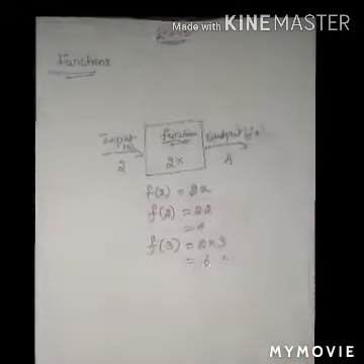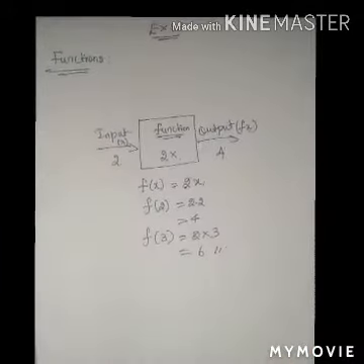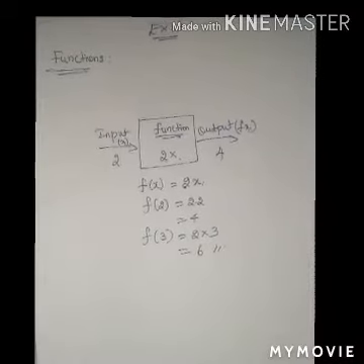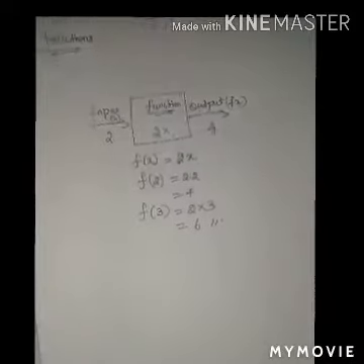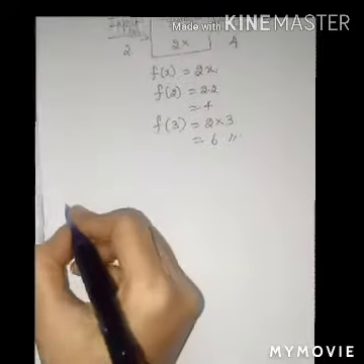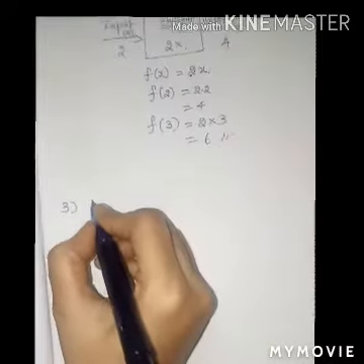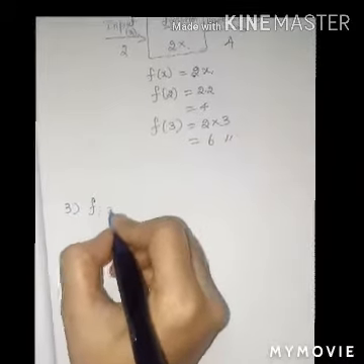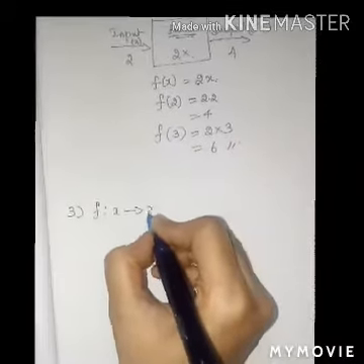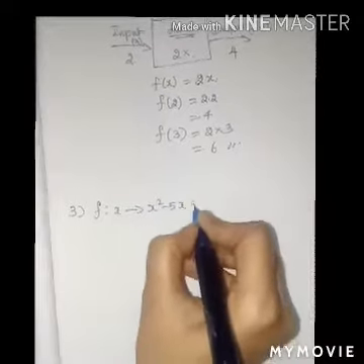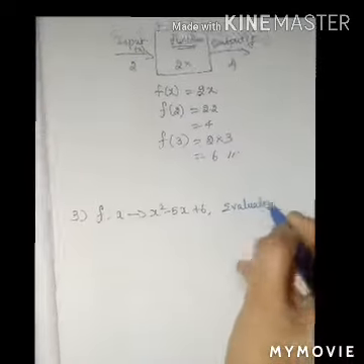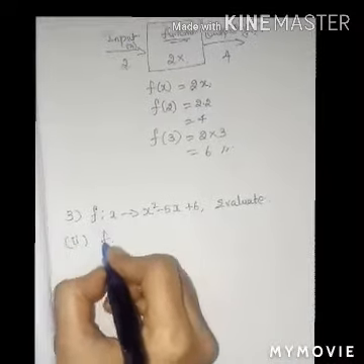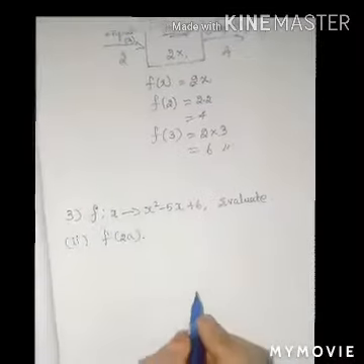Okay, let us solve our exercise 1.3, question number 3, second subdivision. I gave questions number 1 and 2 as your homework sums. Question number 3: given that the function f of x is x square minus 5x plus 6, evaluate f of 2a.